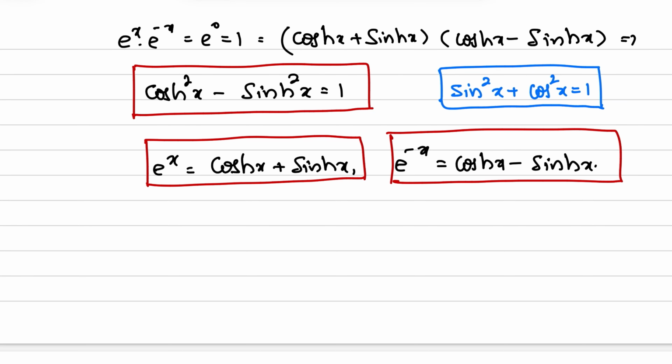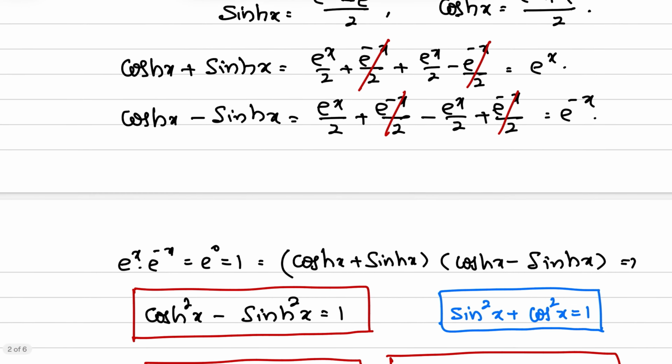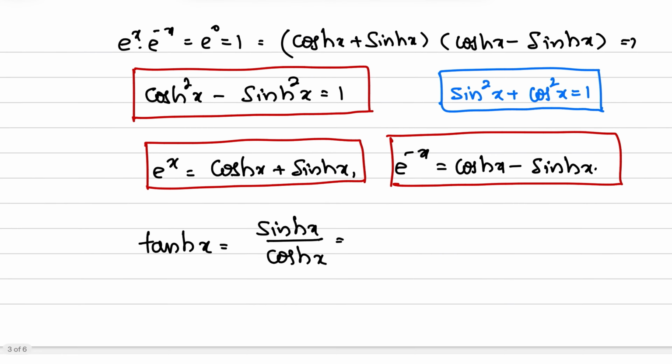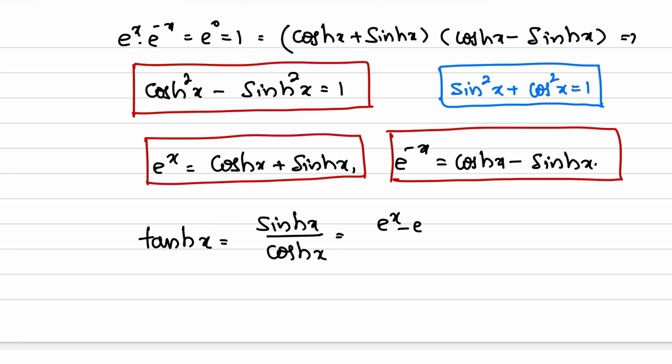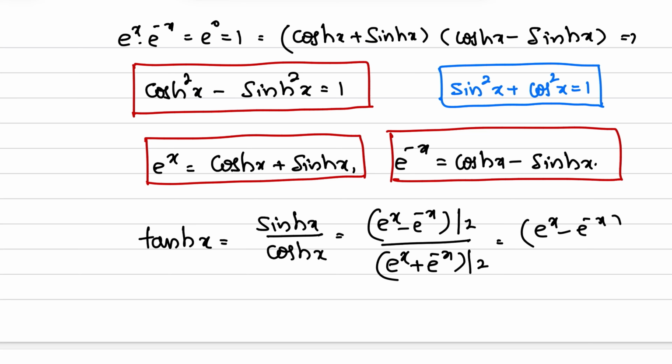Now, what is the value of tan hyperbolic x? Tan hyperbolic x is equal to sin hyperbolic x divided by cos hyperbolic x. What is sin hyperbolic x? We know it is (e to the power of x minus e to the power of minus x) whole divided by 2. Cos hyperbolic x is (e to the power of x plus e to the power of minus x) whole divided by 2. That is equal to (e to the power of x minus e to the power of minus x) divided by (e to the power of x plus e to the power of minus x).